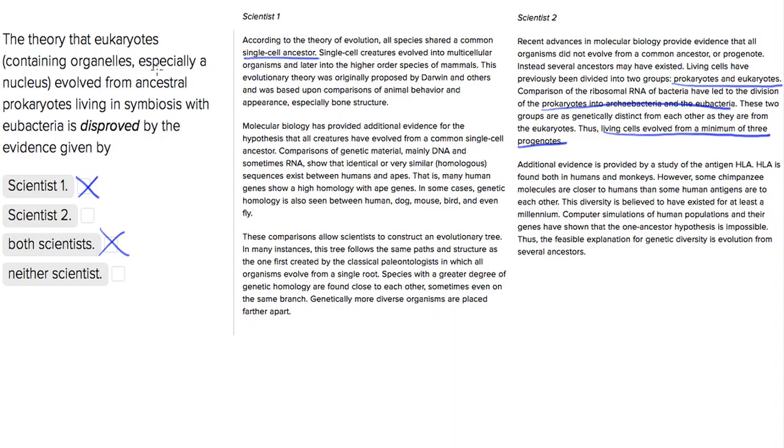Eukaryotes are defined, but this complicated hypothesis is not addressed. So neither scientist talks about this. Choice 4 is our answer.